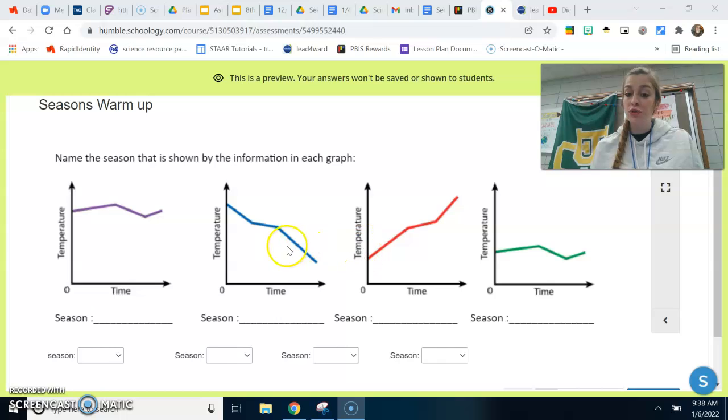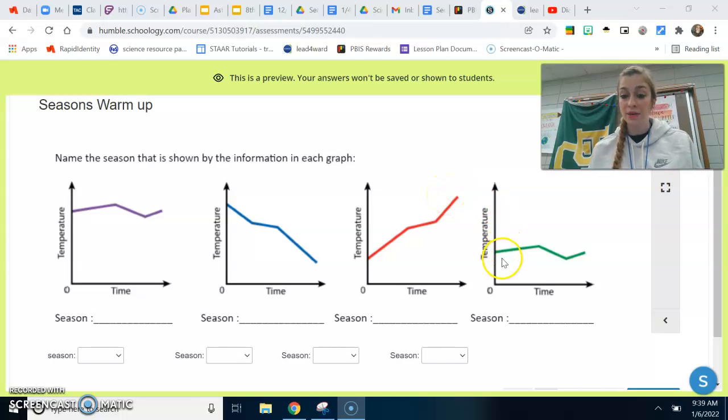The next two are the trickiest two. I will tell you that the next two are spring and fall. So if we're looking at the first one, the temperature in the beginning of that season is warm. It's high. Look what happens as time passes. The temperature decreases. So between spring and fall, which one starts warm and the temperature goes down versus which one starts cool and the temperature increases?